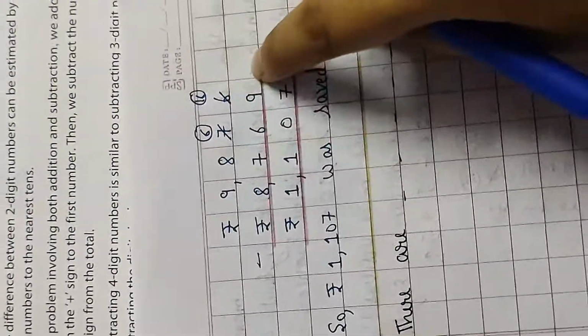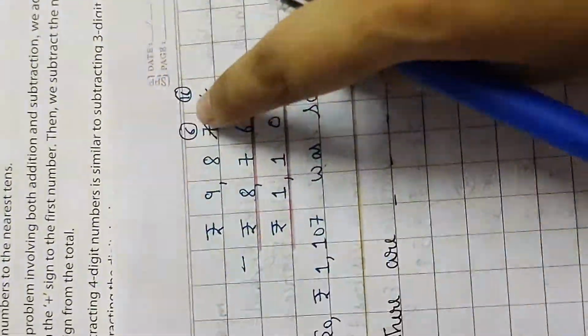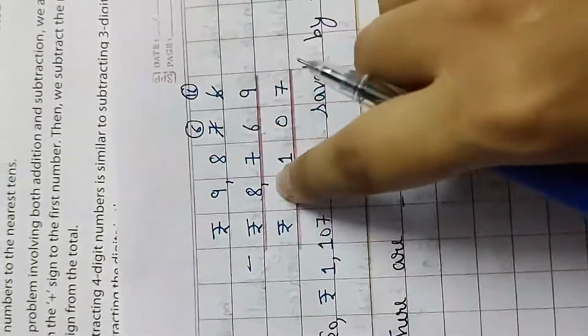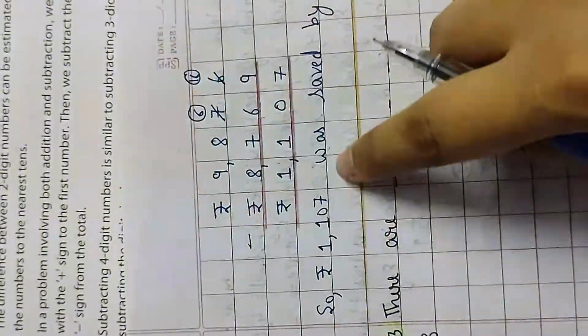Okay, so for subtraction what you have to do is 6 minus 9 is not possible, so we will borrow, 16 minus 9 is 7. Now 6 minus 6 is 0. 8 minus 7 is 1. 9 minus 8 is 1. So 1107 was saved by the worker.